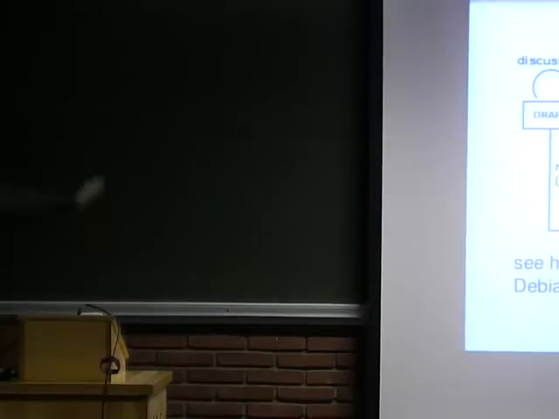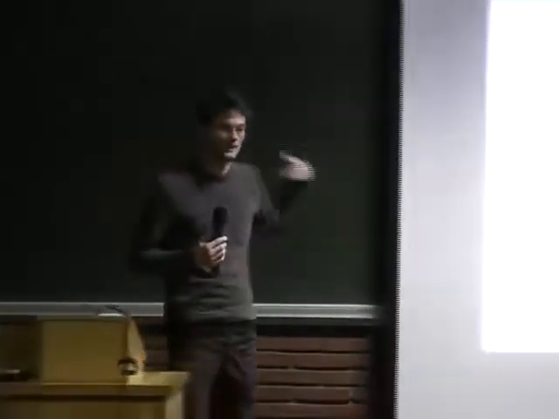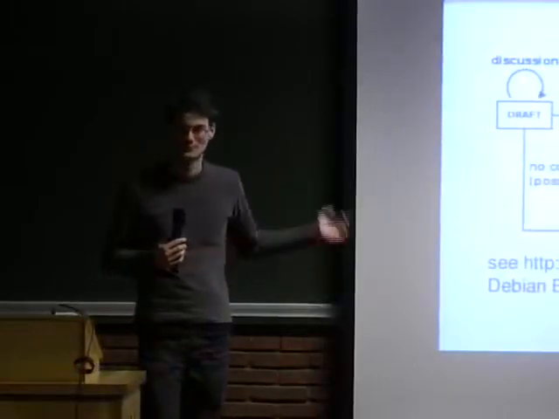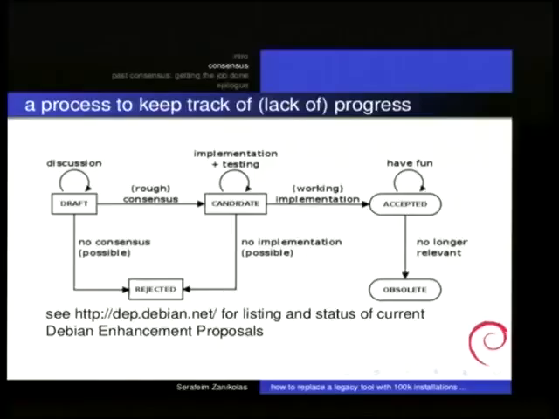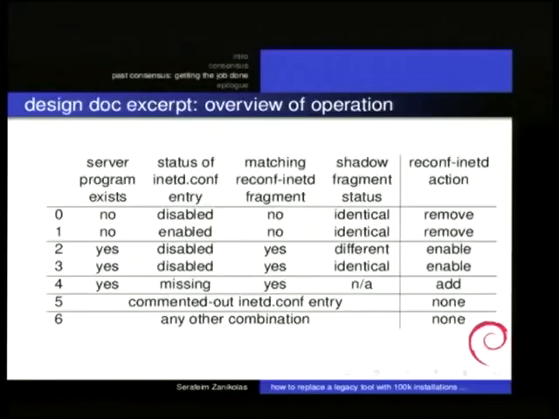Okay, so hopefully by this point we have a proposal. We have consensus, so we can now be confident that we can proceed with the implementation. And if we have a DEP or a design document of some sort, then we should have some sort of summary of operation. So a specification of what the tool should do under certain circumstances. This is the summary of reconfig.d, which is the replacement of update.d. I'm not going to describe the specifics of the tool because that's not the subject of the talk.